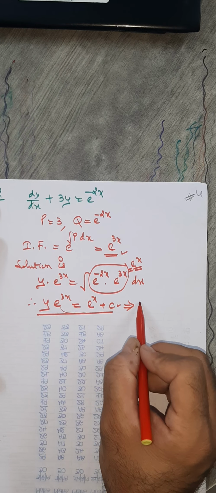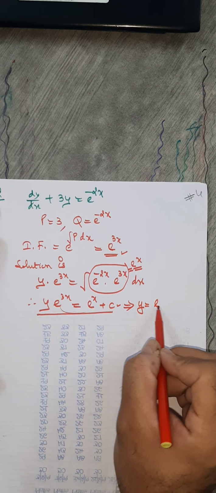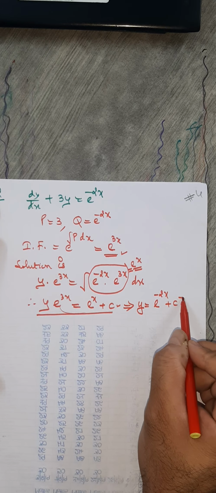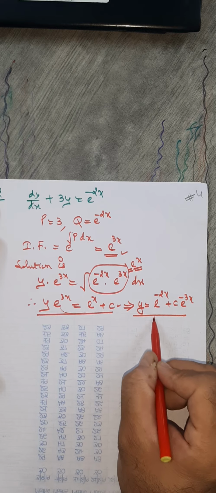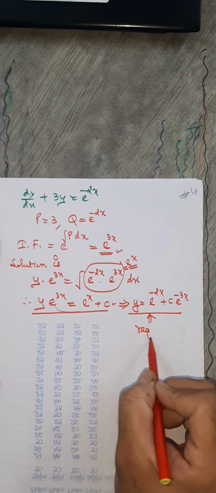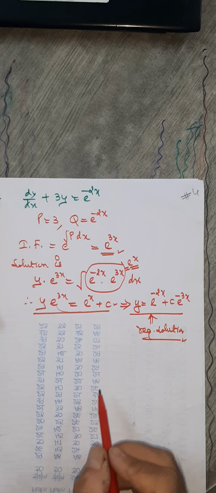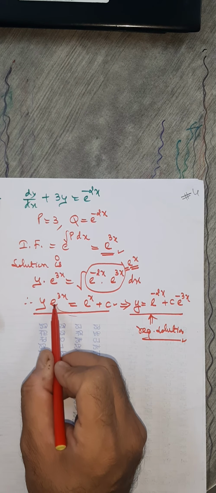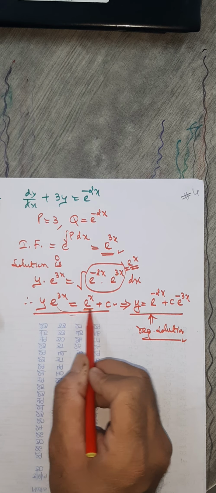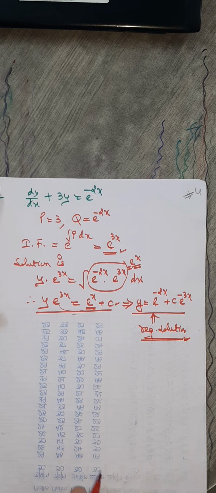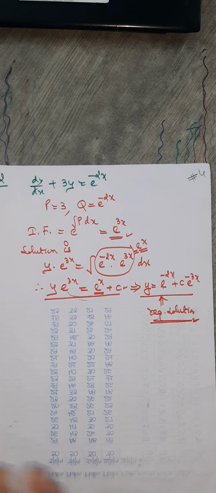Right? If you want, you can write one more step. You can divide by e raised to 3x. So y is equal to e raised to minus 2x plus c times e raised to minus 3x, which is a required solution. Normally we express in form of y equals to something. So this is your required solution. What I did, dividing by e raised to 3x. So e raised to x upon e raised to 3x, you have this, c into e raised to minus 3x equals to this. Fine? I hope this is clear to you. So it's so simple. Just use integration.